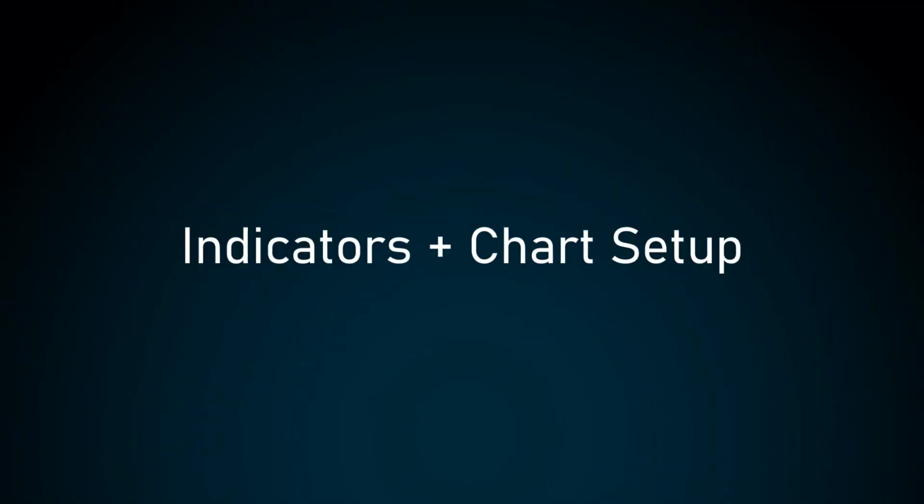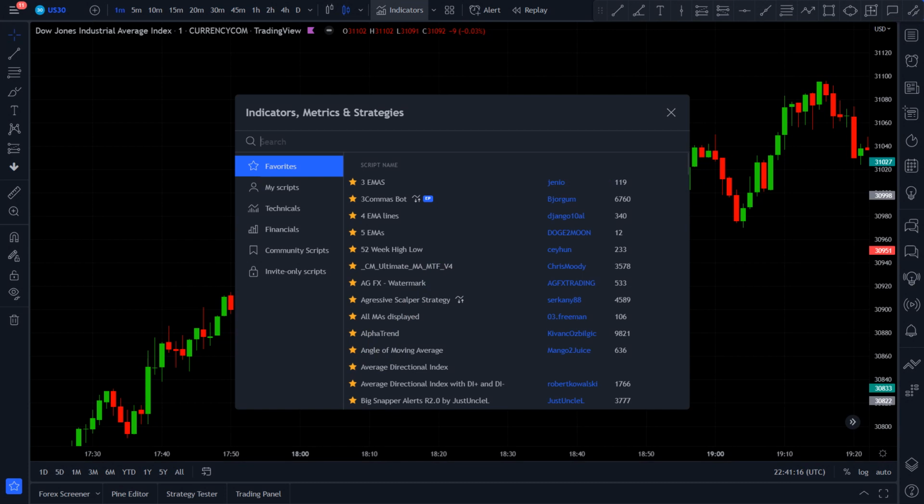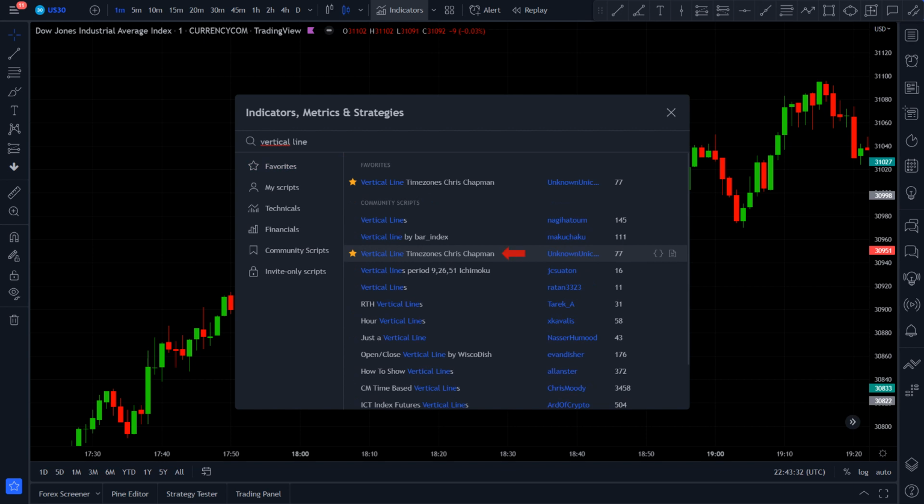Okay, let's see the indicators and the chart setup. First, open up the US 30 1-minute chart. Once you get it, open up the Indicators tab. The first indicator we will use is the vertical line time zones. So type it in the search bar and add this one to your chart.